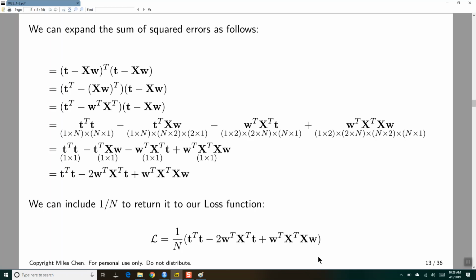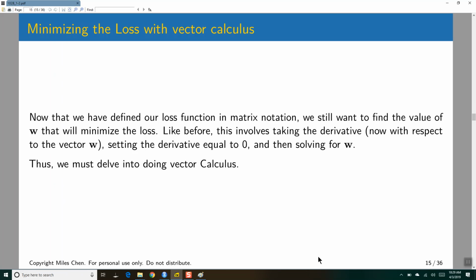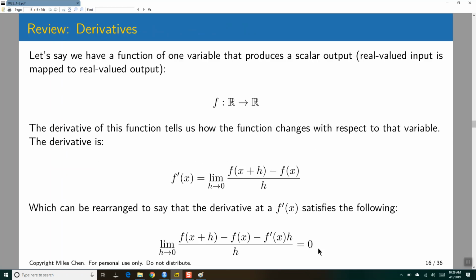And so what we do in calculus is we take the derivative with respect to w, we set it equal to 0, and we solve for w. Okay, and that's exactly what we are going to do, but now that we're working in matrix notation, this means we have to do vector calculus. I don't know if you guys have done any kind of vector calculus before or not. You're just going to get a small taste of it, just enough to get us through what we need to do.